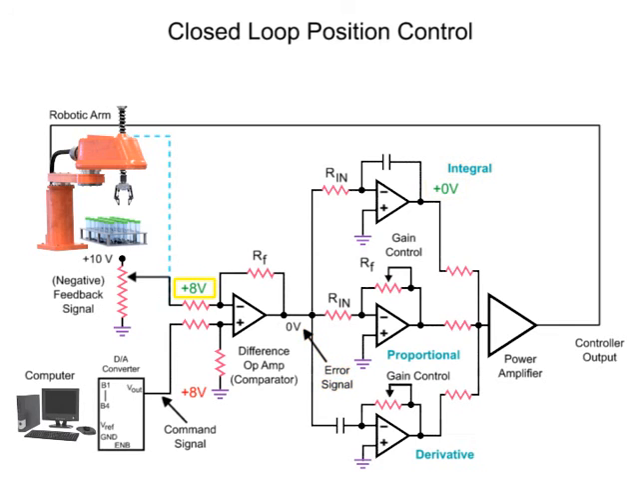The feedback signal is now equal to the command signal. Output voltages of the amplifiers are 0 and the robotic arm motor stops turning.